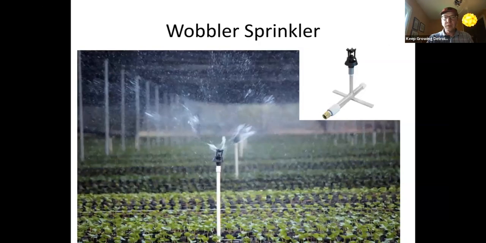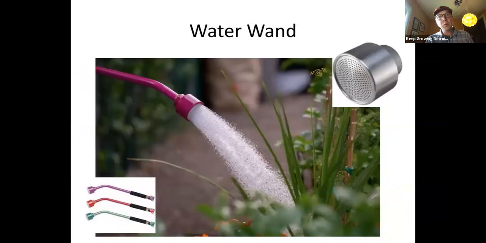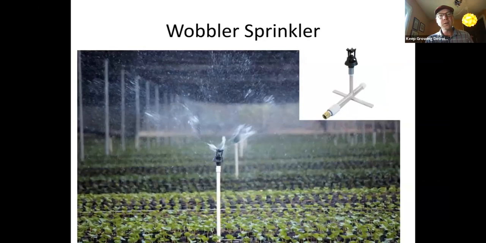The water wand. Wait, before I move on, there's the watering can, which works for city water and for rainwater collection systems. Impact sprinklers, wobblers, and oscillators are all going to need water pressure from the city. Unless you have power and a pump, you cannot use rainwater that's collected, whether it's in a 275 gallon tank or a rain barrel. The only way that you can move that water is with some kind of pump, which requires power. Unless, and I'll talk about one exception in a minute.